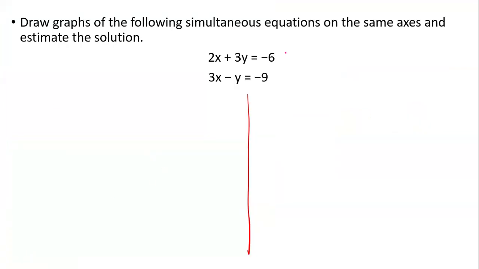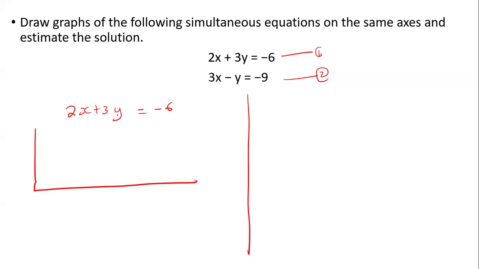Now, this is my first equation, and this is my second equation. My first equation, I have 2x plus 3y is equal to negative 6. What are you going to do? The only thing I want you to look out for is the x-intercept and the y-intercept. And how do we get them? An x-intercept occurs when y is 0. In the equation you want to plot, where there is y, you put 0.